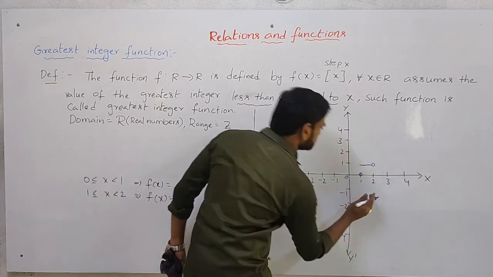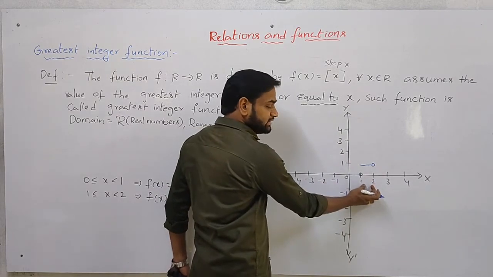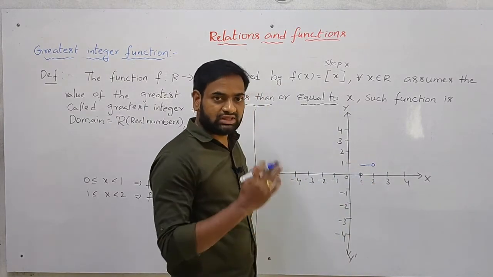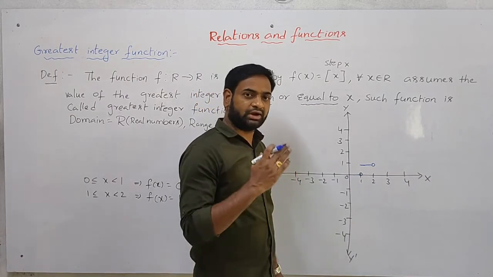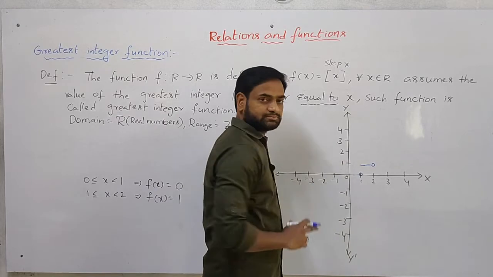So what is the meaning of this? For every value between 1 and 2, 1.1, 1.2, 1.9, the answer is 1.